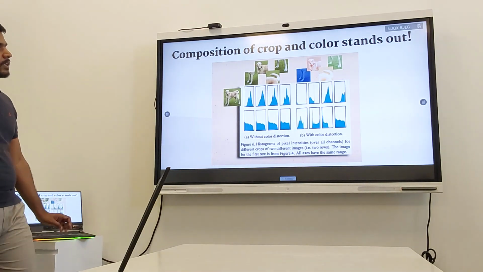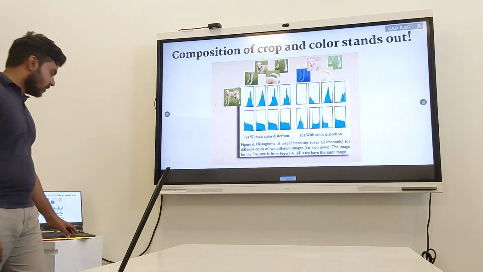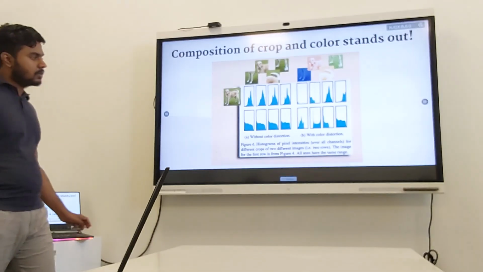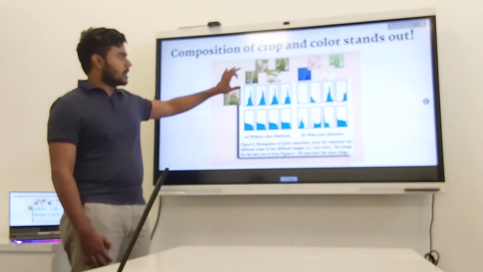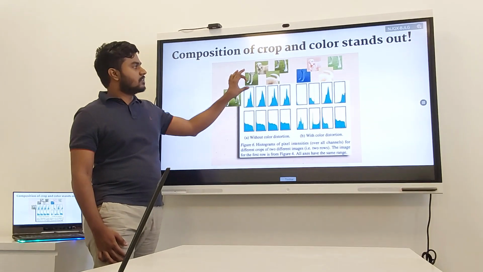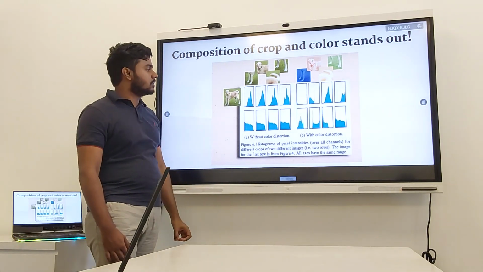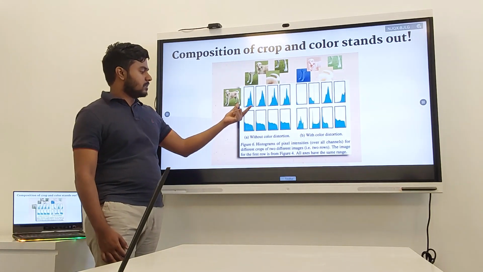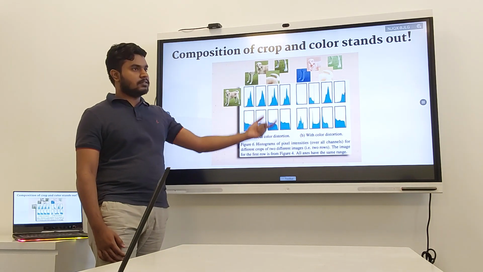The reason for that is, without color distortion, if you take an image and get random crops from it, the color histograms, the histograms of pixel intensities, are the same.